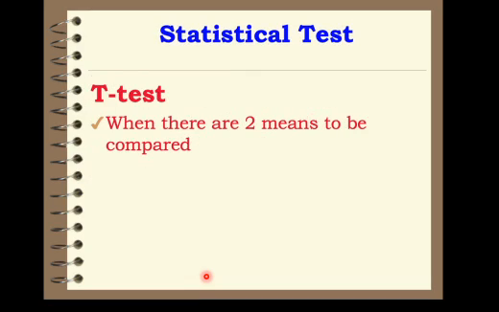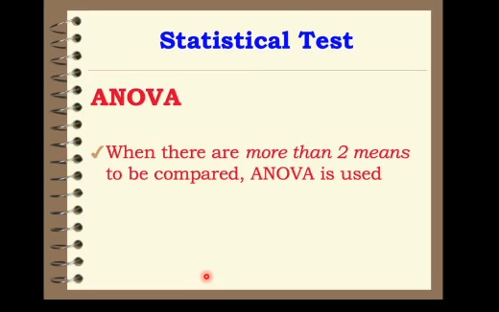So actually, ANOVA can also be used, but the more appropriate statistical test will be a t-test when there are only two means. So two means, so one mean grade for those sleeping less than 6 hours, and another mean grade for those sleeping for 6 hours or more. So t-test. Now, if there are more than two means to be compared, then ANOVA will be the only choice. We cannot use a t-test when there are more than two means to be compared.